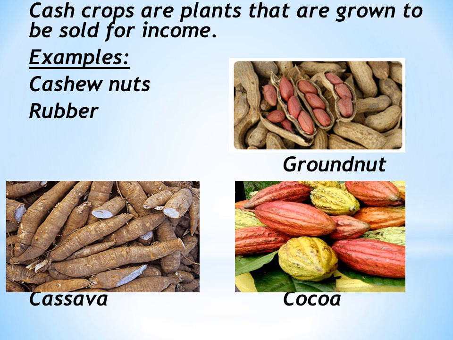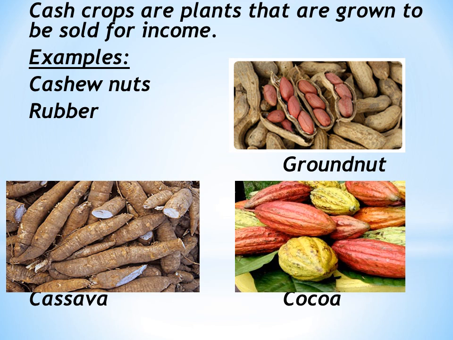And then we have cash crops. Cash crops, remember, are plants that are grown to be sold for income. Majorly sold for income. We sell them to make money in return. We don't usually eat them. Examples are groundnuts. Yes, quite right, we eat groundnuts, but most times we sell them to other countries and other parts of the country where they are used for other things. So we sell them majorly for income.